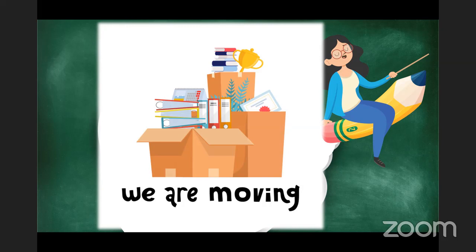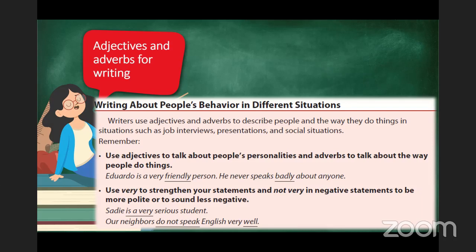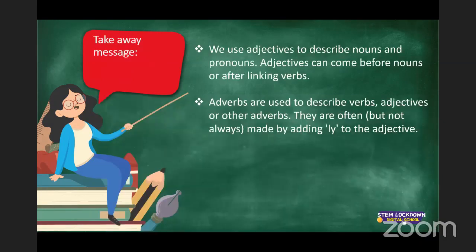Right, so back to today's business. Yesterday you will remember that we did adjectives and adverbs. I should have started with this slide. This was just the takeaway message from yesterday: we use adjectives to describe nouns and pronouns. Adjectives can come before nouns or after linking verbs such as seems, sound or smells. So, you seem confused. Those would be our linking verbs.